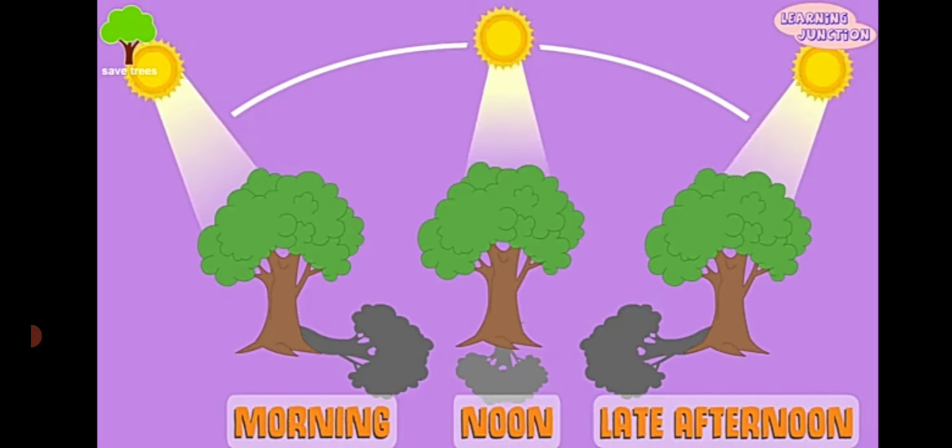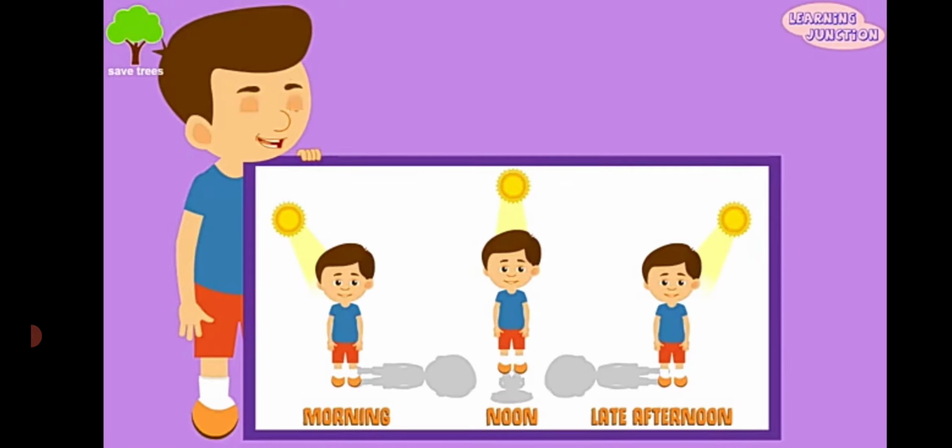You could see here, children, in the morning, in the afternoon, and in the late afternoon, how the sun's rays change direction. Based on that, the shadow of the tree is formed based on the direction of sunlight. Even for a human being, in the morning, afternoon, and late afternoon, you could see how the shadow is formed based on the time.